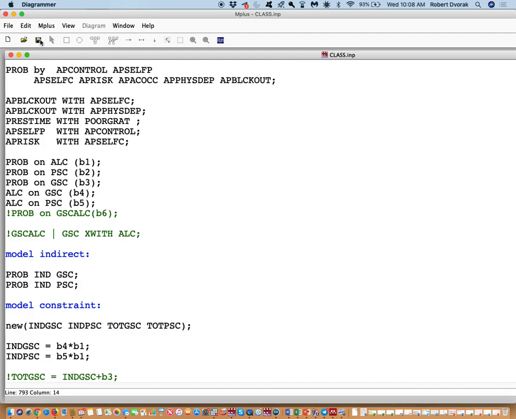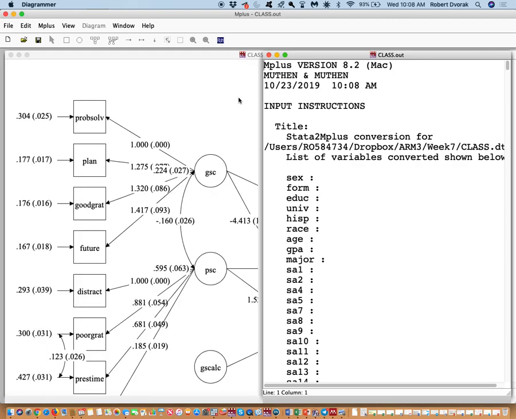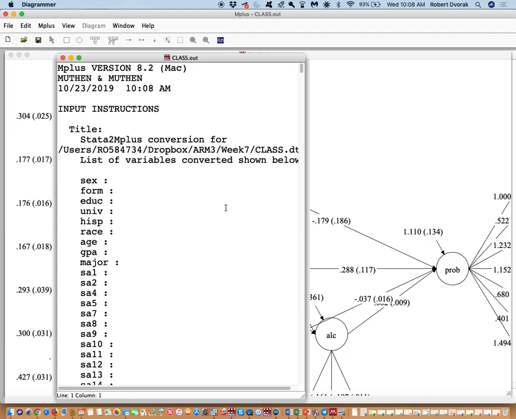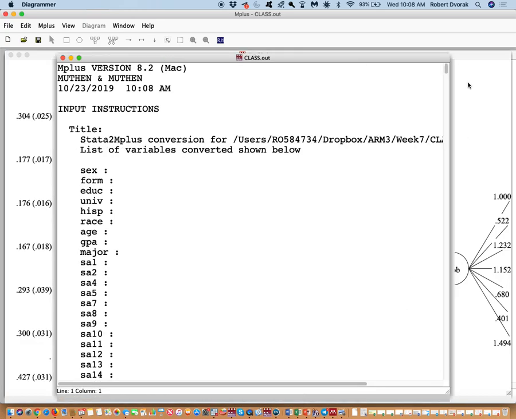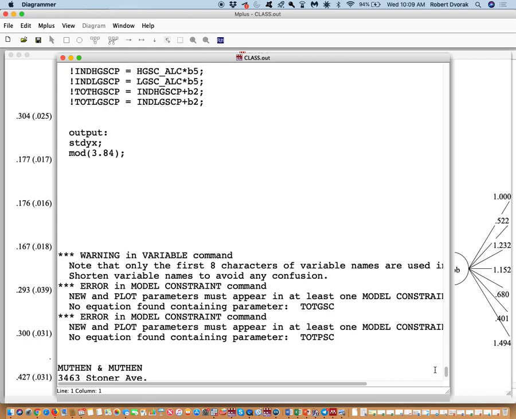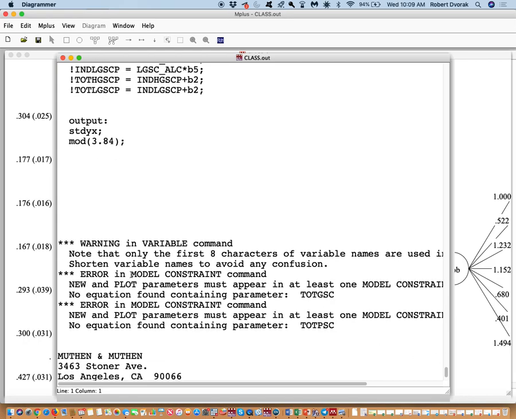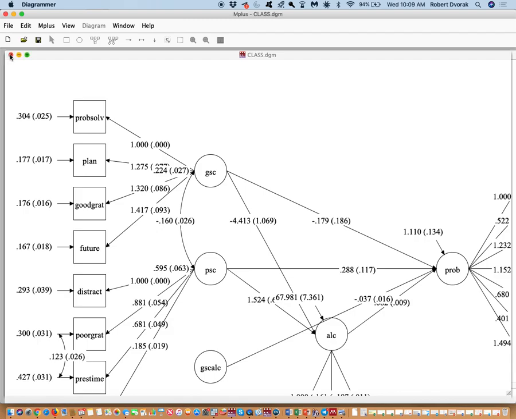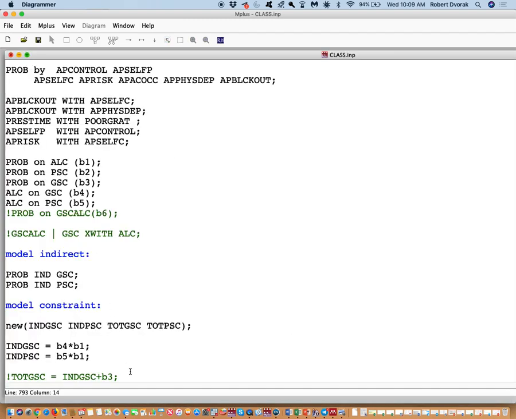Okay, let's hit save, and let's hit run. Were you not ready? Who is not ready for that? We're all ready? Okay. I have an error here. New and plot parameters must appear in at least one model constraint. Did I mess that up? Oh, I'm sorry.